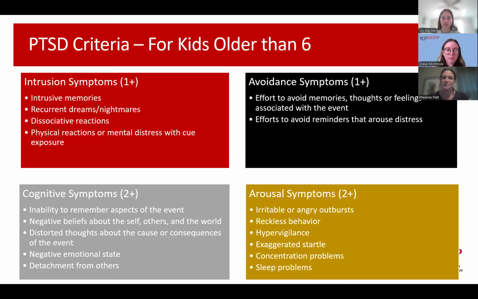There are also cognitive symptoms. And again, as we think about kids and their cognitive development, you can see how this would need to change, and perhaps we should be thinking not just six and above. There are a lot of changes that happen between six and 12, and 12 and 18, for example. But for cognitive symptoms, there usually need to be two, and that would include inability to remember aspects of the event, and cognitive symptoms we typically think of as characterized by depression, like negative beliefs about yourself, distorted thoughts about the event, and a sense of detachment.